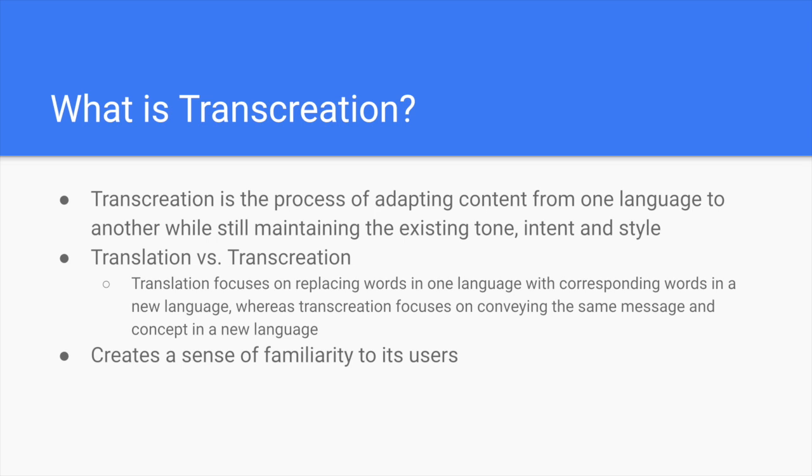Transcreation is the process of adapting content from one language to another while still maintaining the existing tone, intent, and style. And this does differ greatly from traditional translating. Translating focuses more on replacing the words in a language with corresponding words in a new language, whereas transcreation focuses on conveying the same message and concept in a new language. Not only that, but it also involves tailoring a certain image, color, or font on a web page to create a sense of familiarity to its global users.